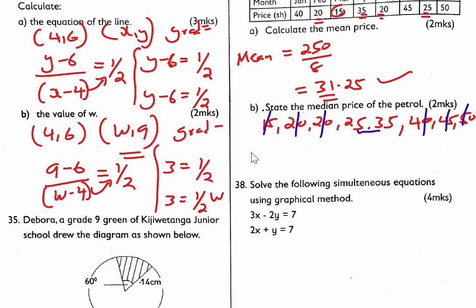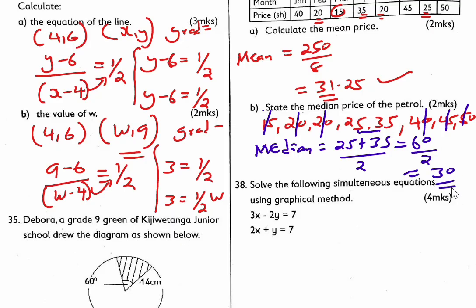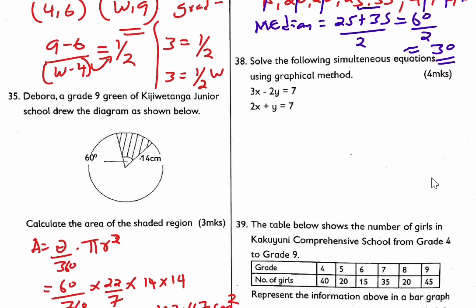So to get the median, we add the 2 and divide by 2 since we have two numbers. So the median will be 25 plus 35 divided by 2. 25 plus 35 is 60. 60 divided by 2, and the answer is 30, and therefore the median is 30. That is the median.